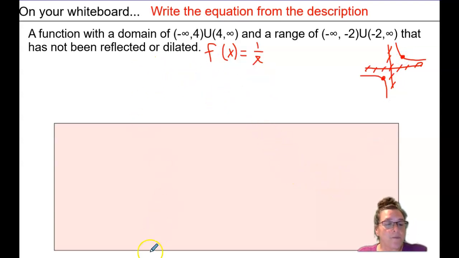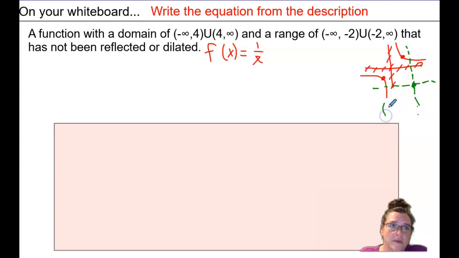Okay, so we have a domain of all real numbers except for 4, that means we had to shift these asymptotes over 4 units. And if the range is all real numbers except -2, then it had to move down 2 units from that x-axis. So my asymptotes now are going to be intersecting over here in the fourth quadrant, and that's going to be at the point 4, -2. Okay, that's where my asymptotes intersect.